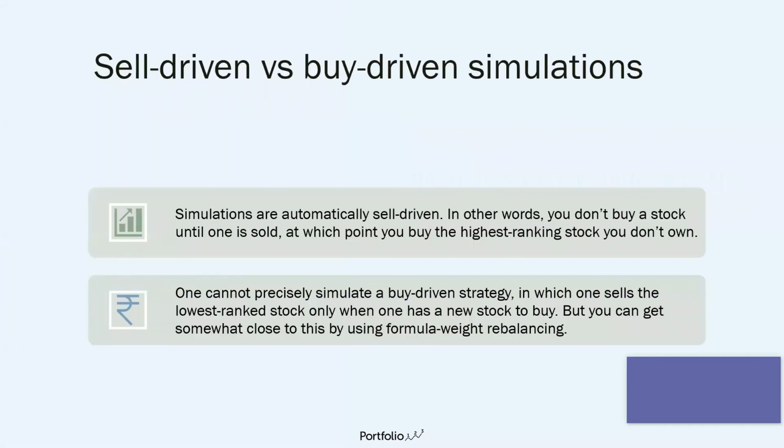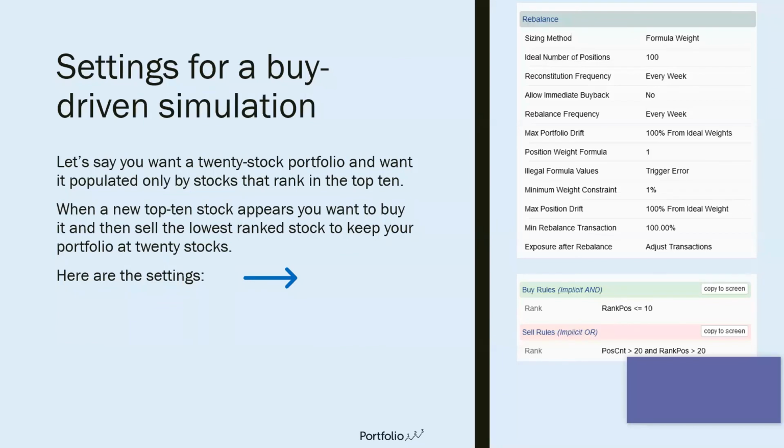I want to talk a little bit about sell-driven and buy-driven simulations. Our simulations are automatically sell-driven. In other words, you don't buy a stock until one is sold, at which point you buy the highest ranking stock you don't own. Now, that's with portfolio weight rebalancing. With formula weight rebalancing, you can change that a little bit, but they're still basically sell-driven. You cannot precisely simulate a buy-driven strategy in which you sell the lowest ranked stock only when you have a new stock to buy. But you can get somewhat close to this by using formula weight rebalancing, and these are the settings here.